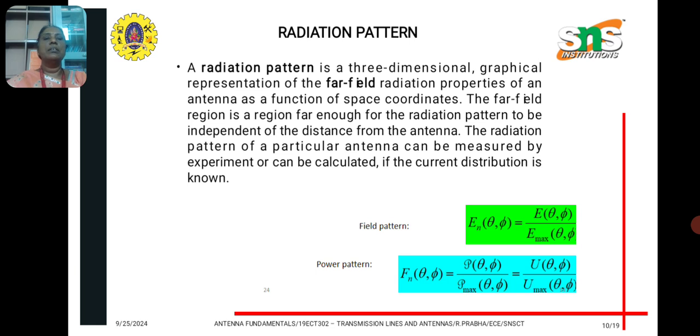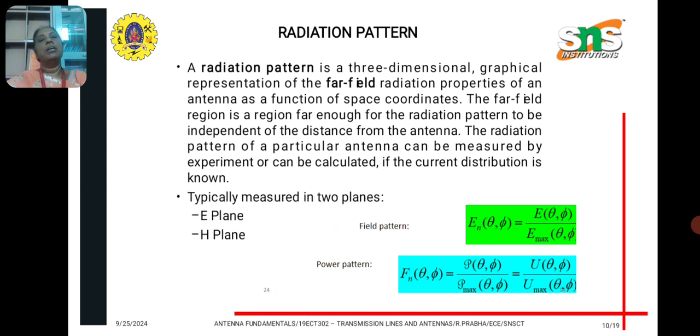And the radiation pattern, this is a very important characteristic, the primary characteristic of an antenna. It is a graphical representation of antenna radiation with respect to direction, a three-dimensional graphical representation of the far field radiation properties of an antenna, and it is a function of space coordinates. And there are two types of field pattern: one is the far field pattern, the other the near field pattern. The far field pattern measures the radiation at a far distance from the antenna, and the near field pattern depicts the fields near to the antenna.